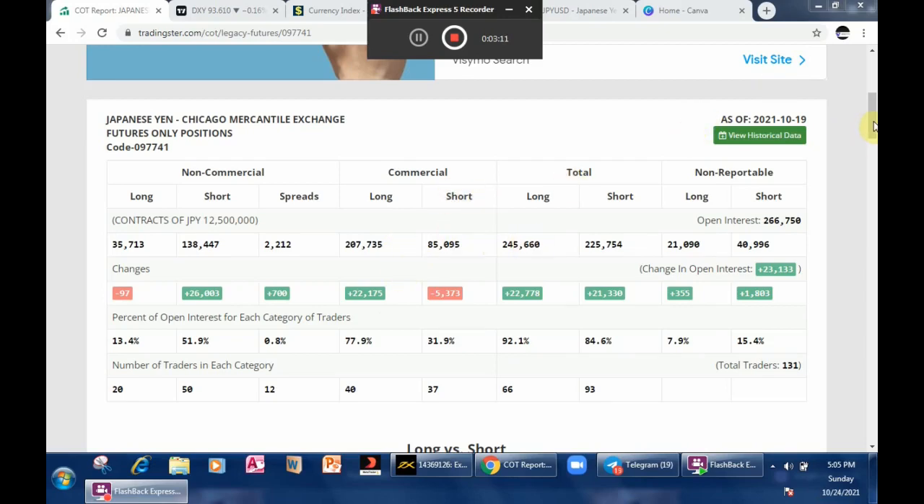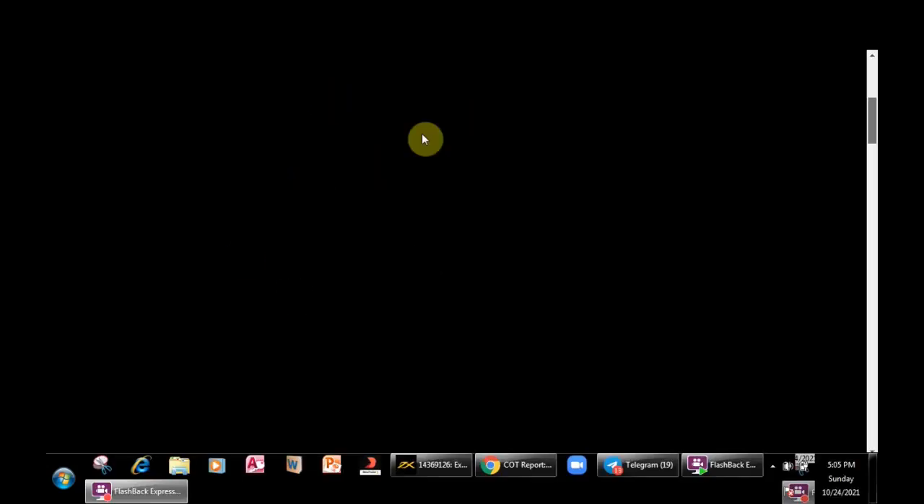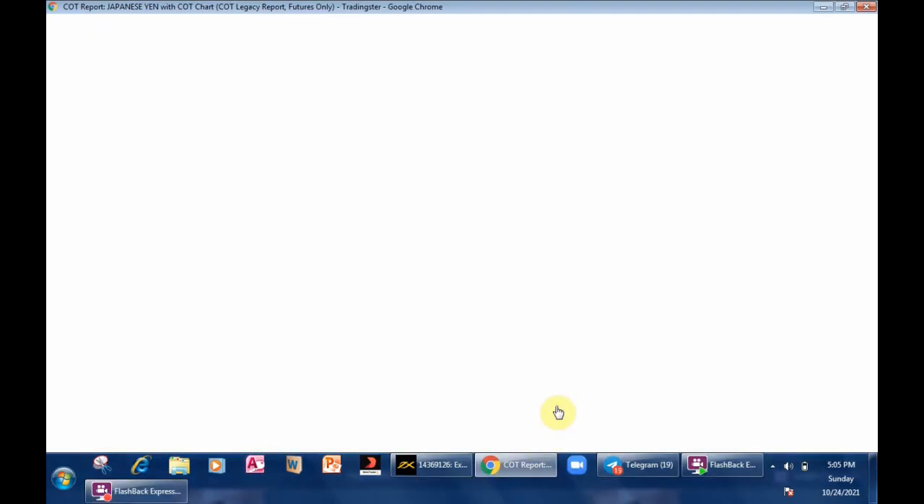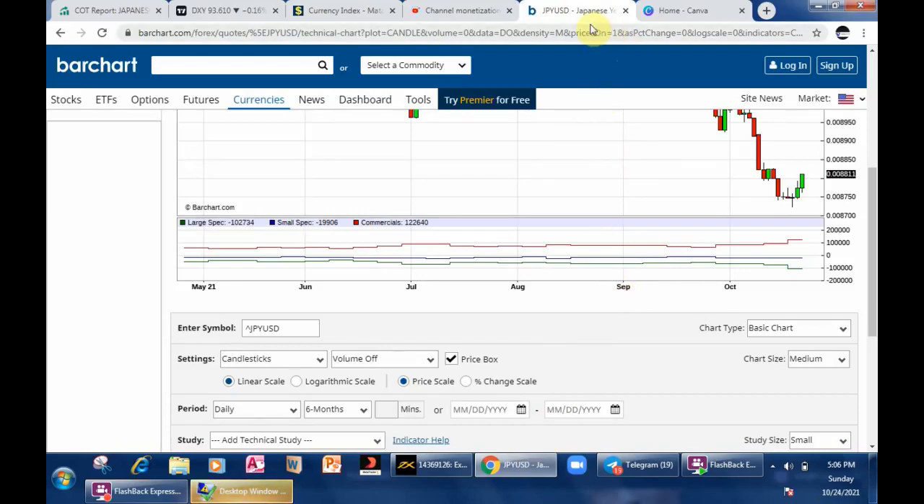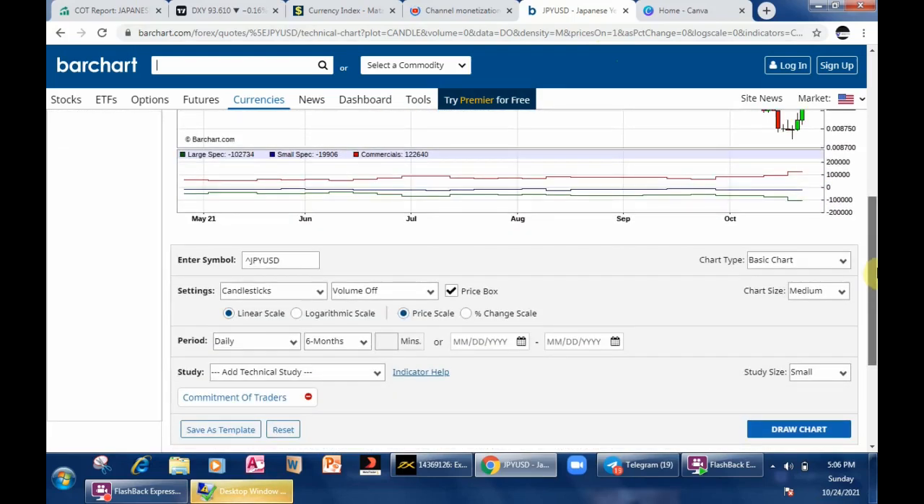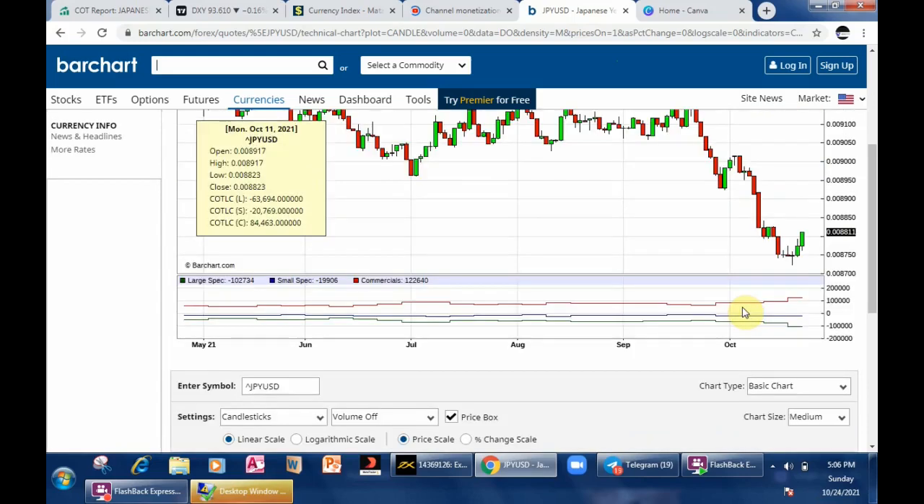Let's look at the chart. So let's look at the chart right here. This is Japanese yen. This is barchart.com. The commercials are the red line, while the non-commercials are the green line. They are also the large speculators.